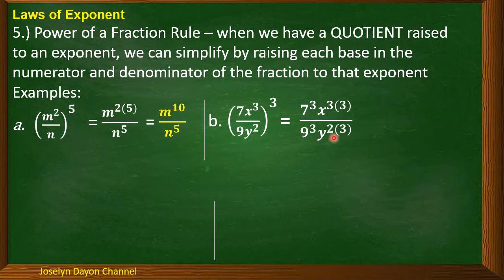Simplify further. 7 cubed, that is 7 times 7 is 49, times 7 is 343. And x to the power of 3 times 3 is 9.